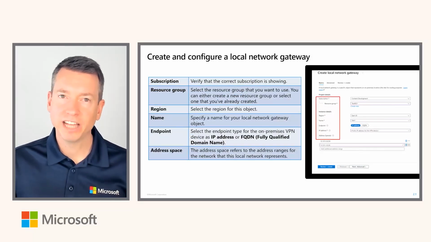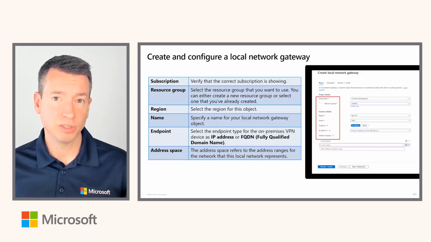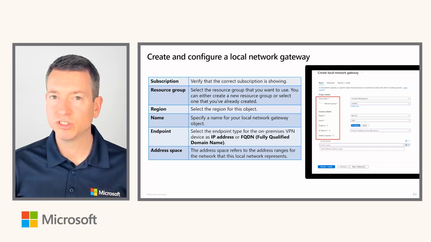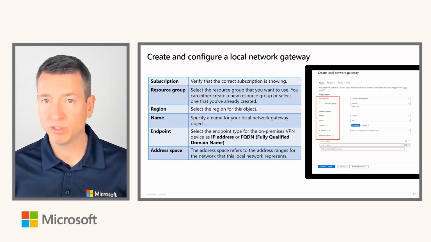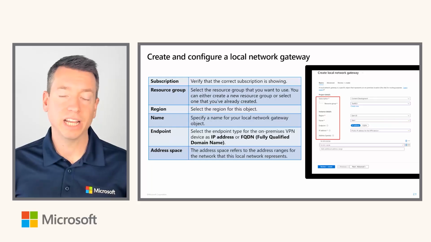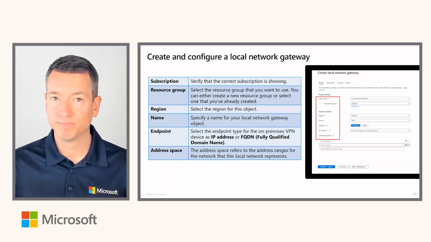Now, the non-Azure side of the VPN tunnel is represented in Azure by a resource called Local Network Gateway, where information such as the public IP address of the on-premises VPN devices will be. The Local Network Gateway can be connected to one or more virtual network gateways.